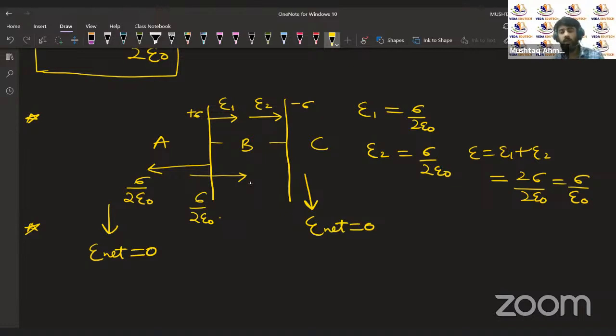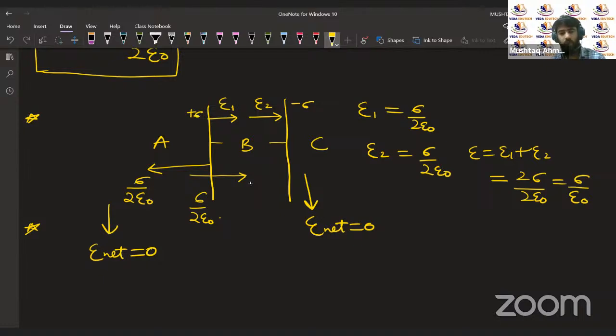So if we have two thin non-conducting sheets, one with charge density plus sigma and another with charge density minus sigma, then the electric field between the sheets will be sigma upon epsilon naught, and outside the two sheets, in region A and region C, the net electric field will be 0. So if we place an external charge q in region A or region C, it will experience zero force, that is, no electrostatic force.